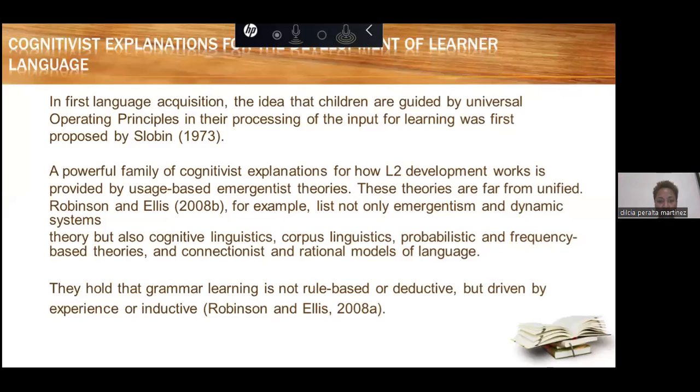Cognitive explanations for second language development. A powerful family of cognitive explanations for how second language development works is provided by usage-based emergentist theory. These theories are far from unified. Robbins and Ellis, 2008, for example, list not only emergence in dynamic systems theories but also cognitive linguistics, corpus linguistics, probability and frequency theory, and connectionist and rational models of language.